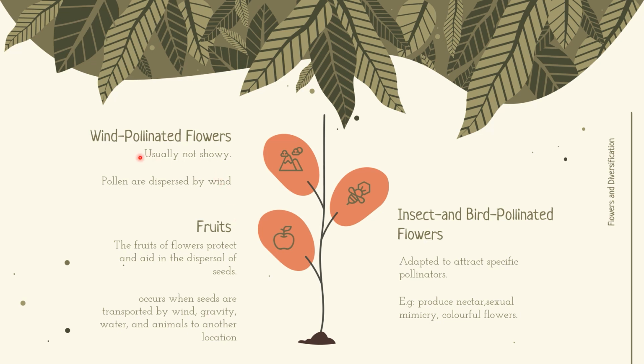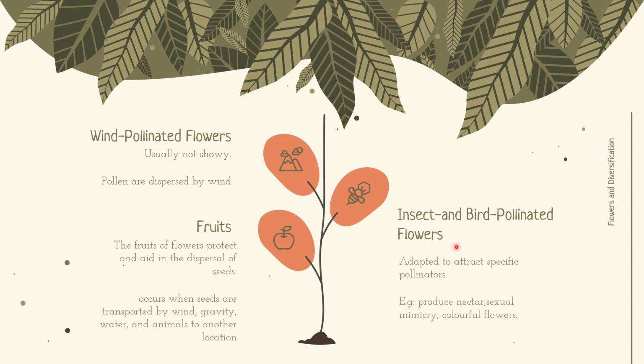Just like the name, the pollen of wind-pollinated flowers is dispersed by the wind. Since the pollen is dispersed by wind and the flower does not have to attract any animals or insects, the flowers are usually not showy. They don't have any bright petal colors or any aromas. So next, insect and bird pollinated flowers.